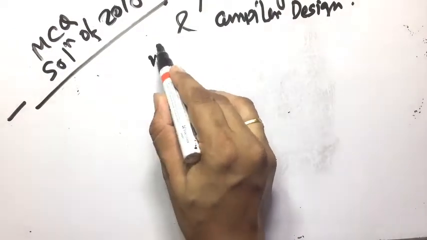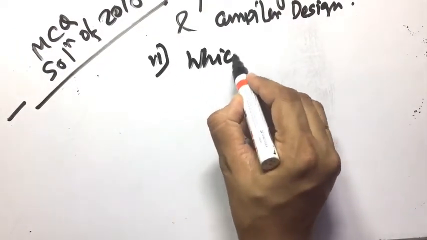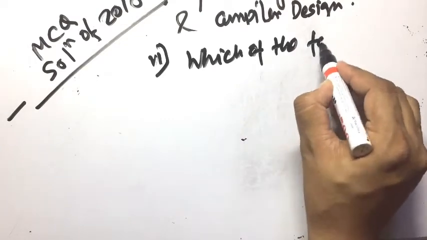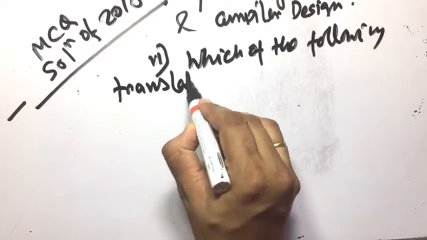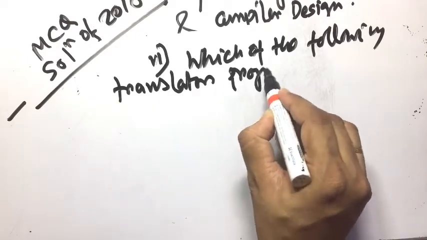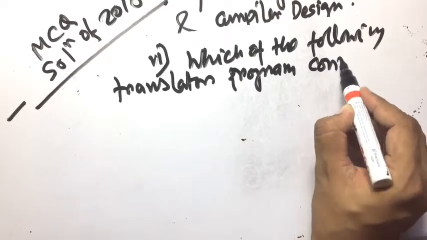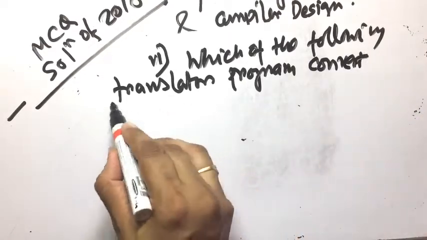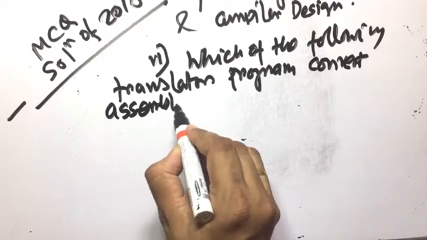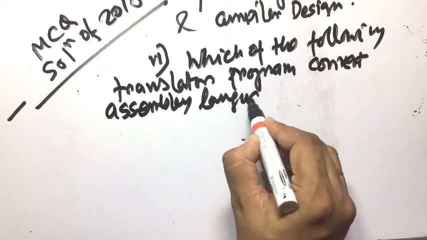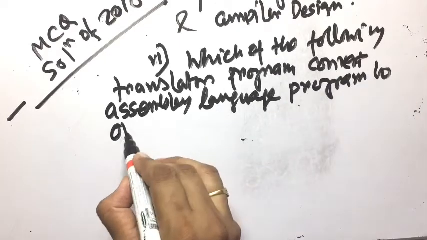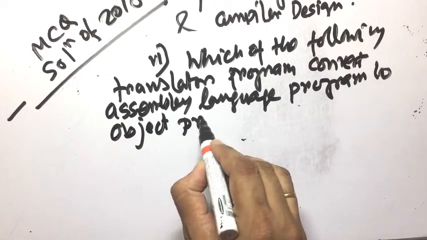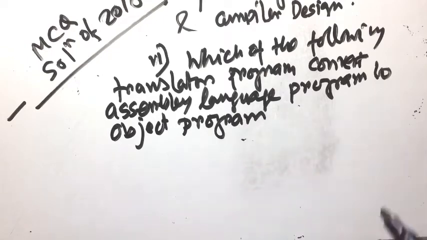Next, question number 6. Which of the following translator programs converts an assembly language program to an object program?